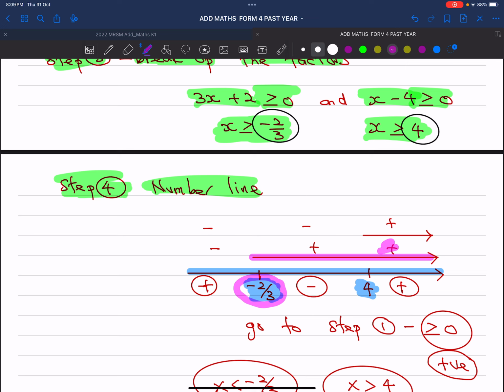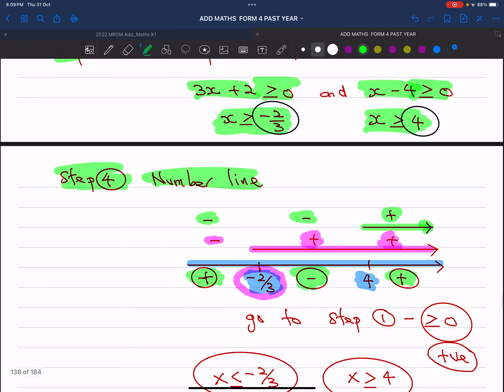When there's a line, put a positive. No line, put a negative. I repeat, for x more than or equal to 4, this is our 4. So I draw the line to the right, more than. When there's an arrow, put positive. No arrow or no line, put negative. Next, negative and negative would become positive. Negative, positive is negative. And finally, positive and positive, we would get positive.